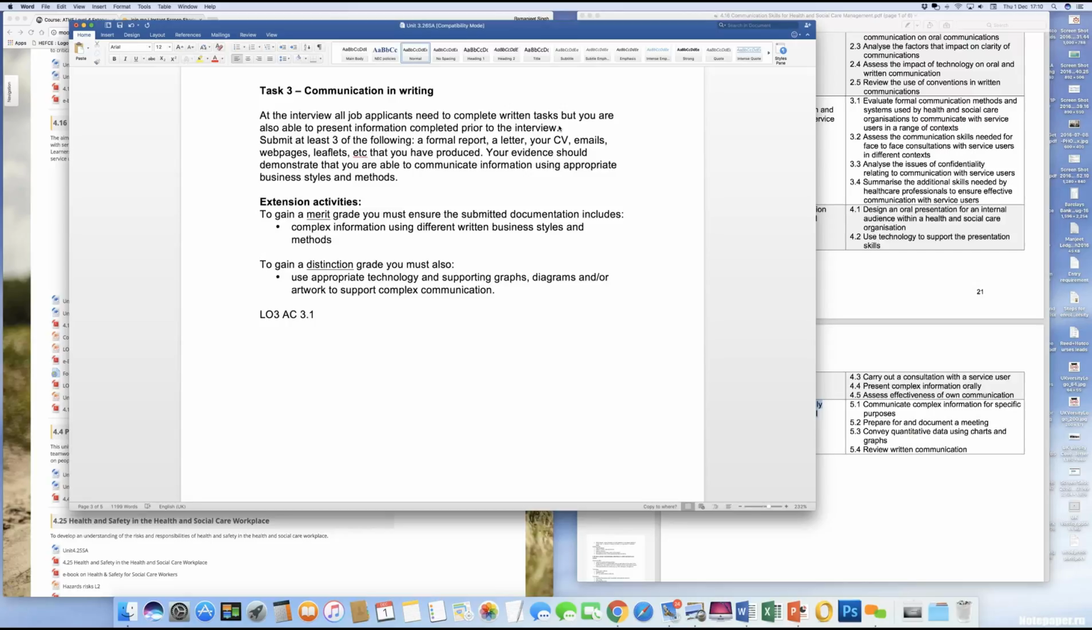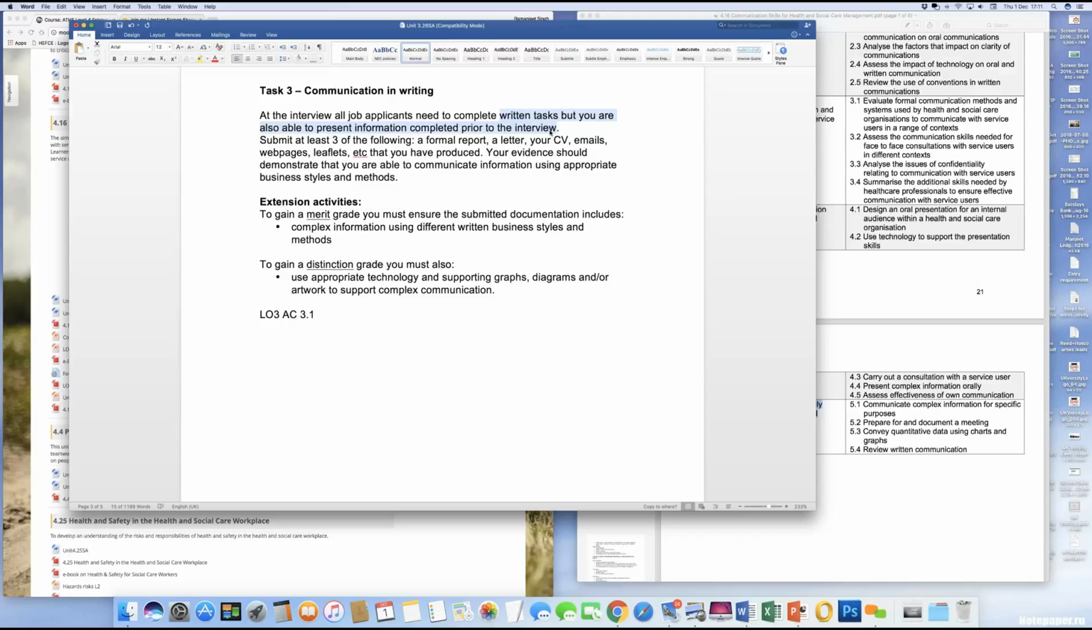The bit which is important, which relates to Learning Outcome 5 that I'm trying to get to, is that when job applicants land up at the office or at the organization, they are then asked to do some written tasks to present information completed prior to the interview, right? So the organization is asking you to do tasks which will test your written communication skills, right?